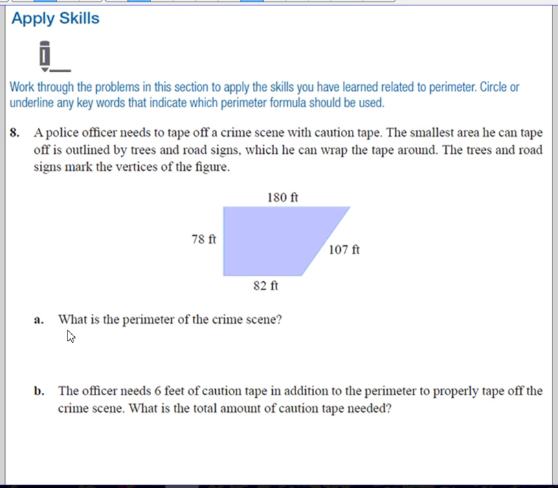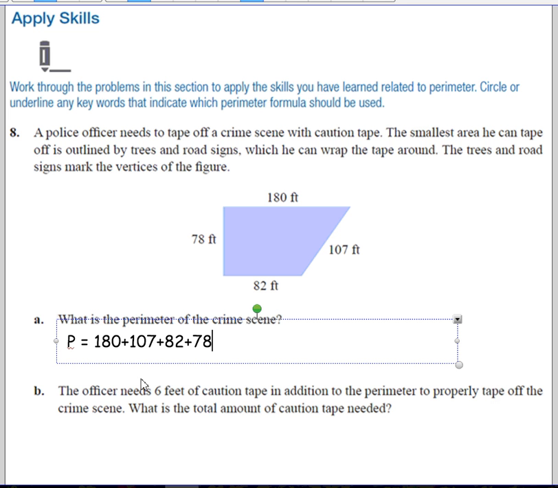So again, let's go ahead and plug in our numbers. You would have A plus B plus C plus D, which in this case, let's start at the top, 180 plus 107 plus 82 plus 78, which equals 447, and that's in feet.